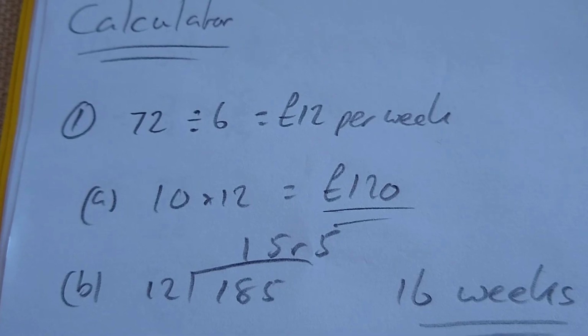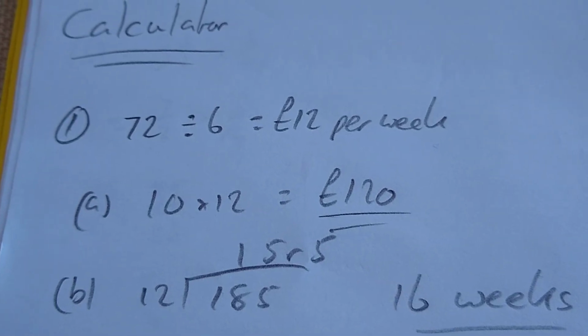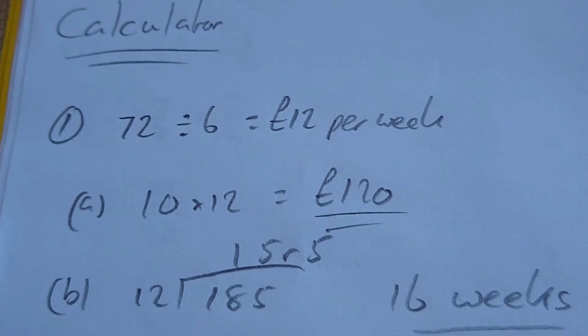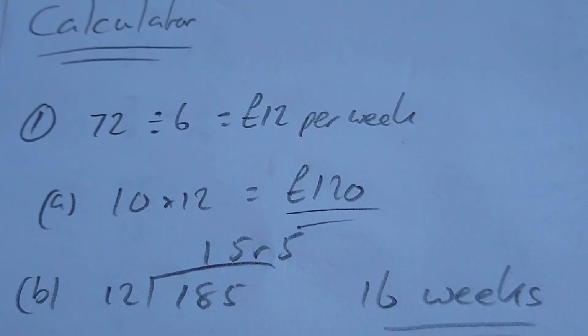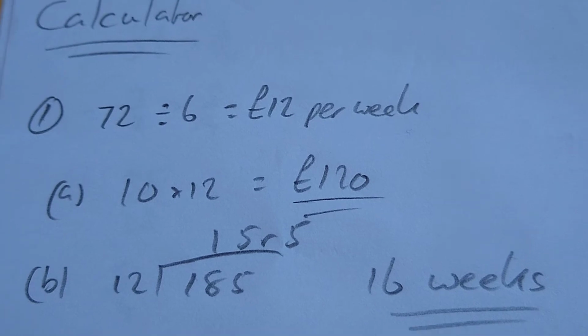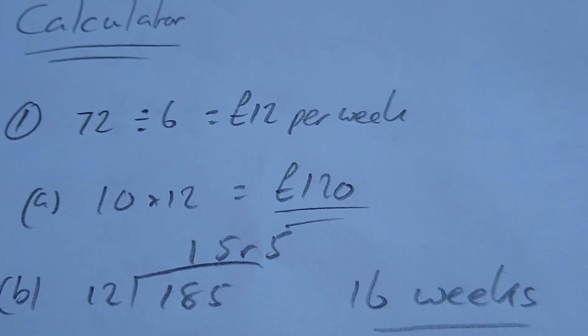Well, if he's saved £72 in 6 weeks, that will be 72 divided by 6, that'll be £12 per week. And over 10 weeks, 10 times 12 is £120, so he'll save £120 after 10 weeks.